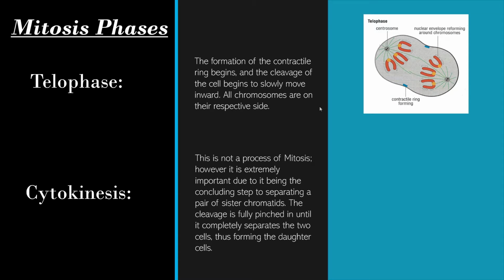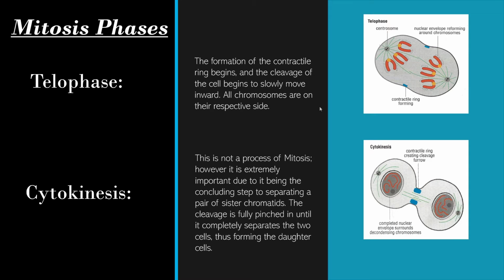Telophase is the actual splitting of the genome, and the contractile ring begins to form, and it starts to slowly move down. Cytokinesis is where it fully moves down, and it almost cuts the genome into the two daughter cells with their own DNA. And in telophase, the nuclear envelopes begin to form around this daughter cell's DNA.